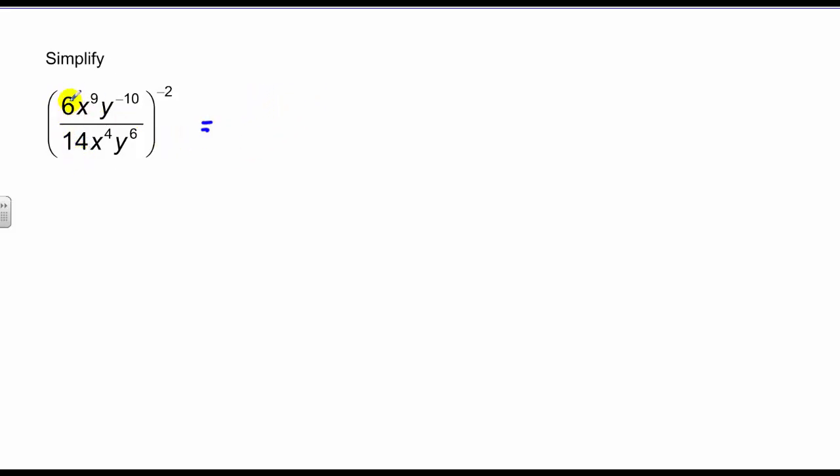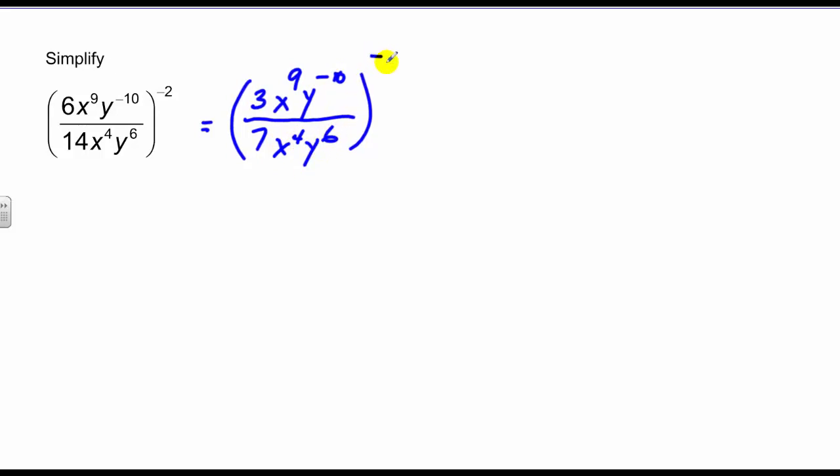So I know a 2 goes into 6 and a 2 goes into 14. 2 goes into 6 3 times. And 2 goes into 14 7 times. So that's the only reduction I'm going to do first. And then I'll say that's x to the 9th, y to the negative 10th. That's x to the 4th, y to the 6th. And that's still to the negative 2.